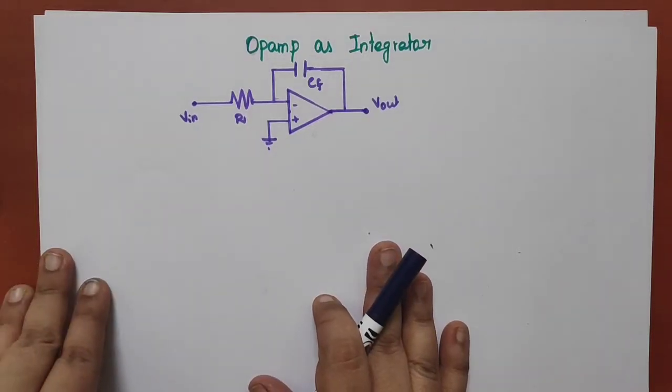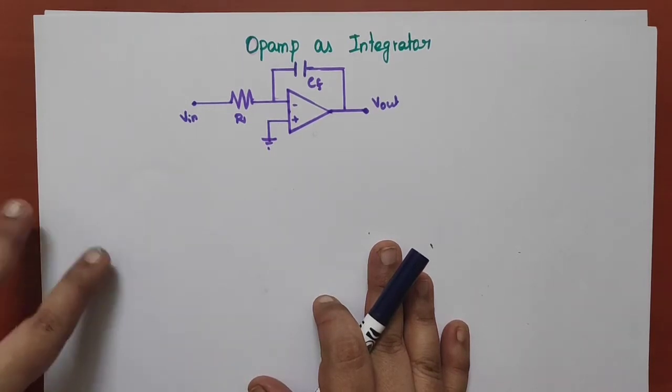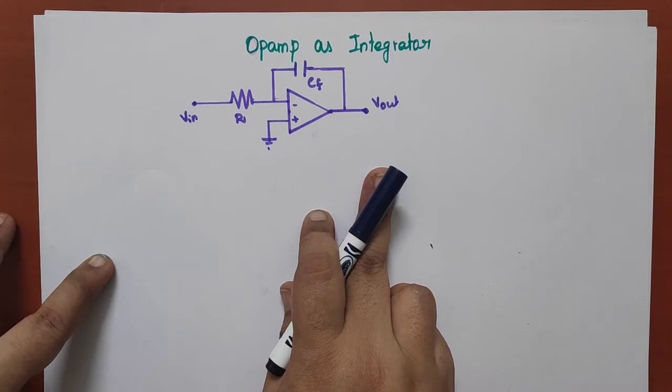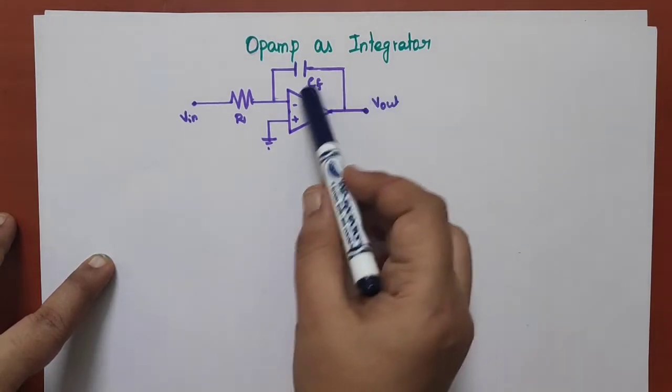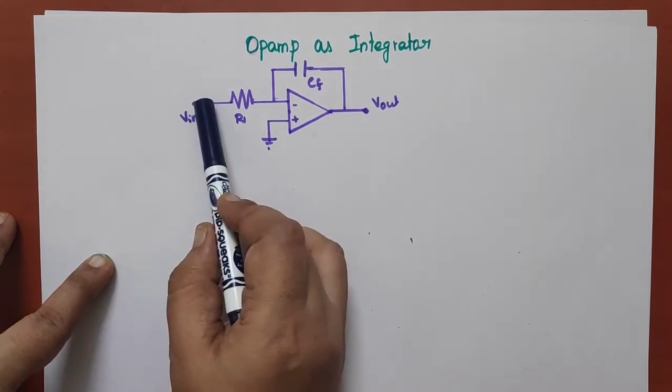Hello everyone. Operational amplifier can be configured to use as an integrator. In this video, we will analyze the working of the operational amplifier as an integrator. That is, the output of the amplifier is the integration of the input voltage.